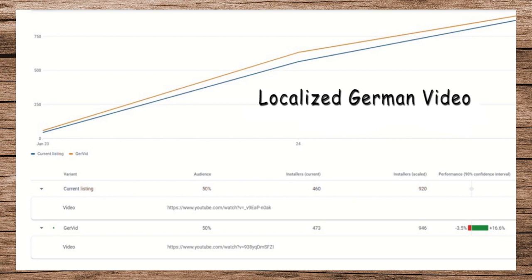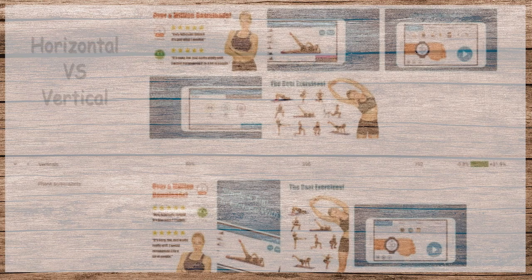Okay, next localized German video. This YouTube link is in English and this one displays a German voiceover version of exactly the same clip. So as you can see, it brought plus 16% improvement in the conversions for the German audience in Germany, of course.